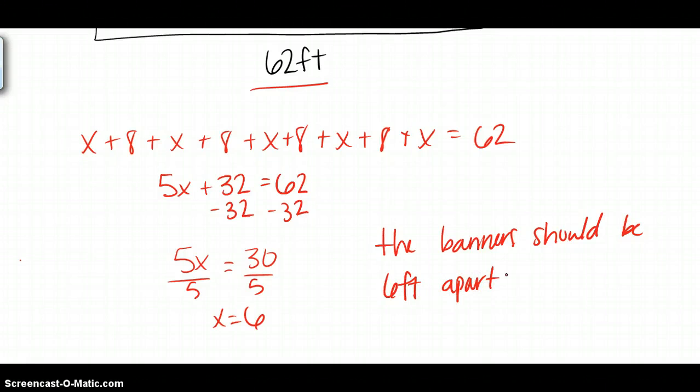So those are the 3 main methods that we use, and in class we're going to do some problem solving together.